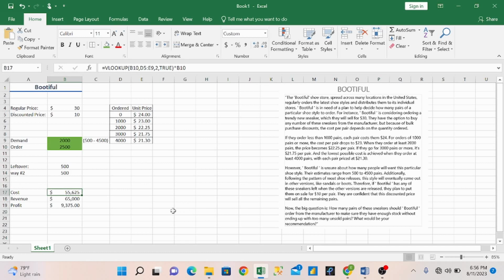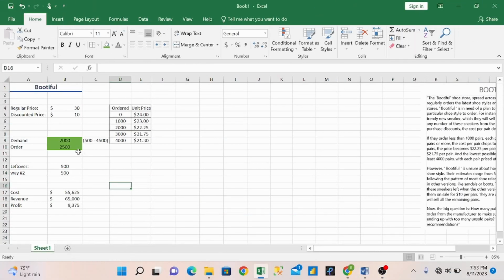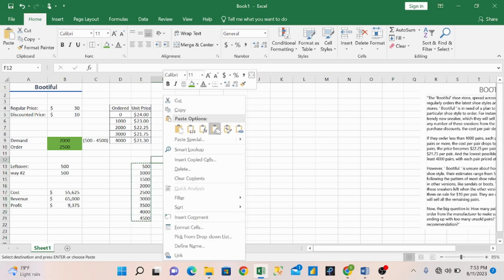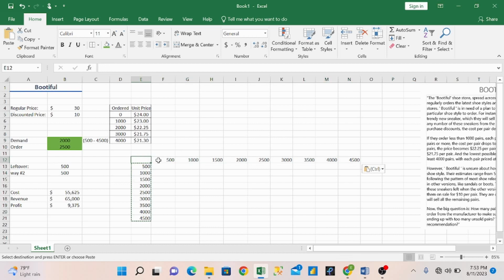So for me to answer this question, I need to create a data table. Okay, so our total order amount is profit being maximized. There are two variables in play here, which is the demand and the order. So I'm going to be inputting my numbers here now. But because I know what my demand is being estimated at, which is between 500 to 4,500, I won't be ordering more than my estimated demand. So I copy this, transpose.